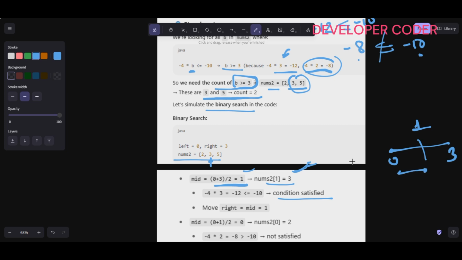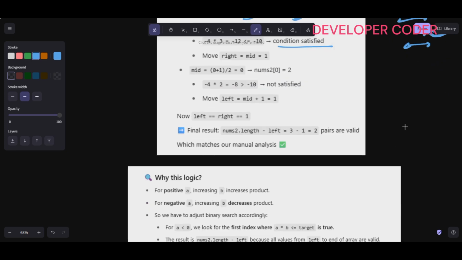You have a negative value. So what you are going to do in this case is update your right as mid, only mid. You can call it low or high, or left or right, no issues. So mid you are going to update as right. Why are we moving this side? For positive a, increasing b increases the product, but for negative a, increasing b decreases the product.